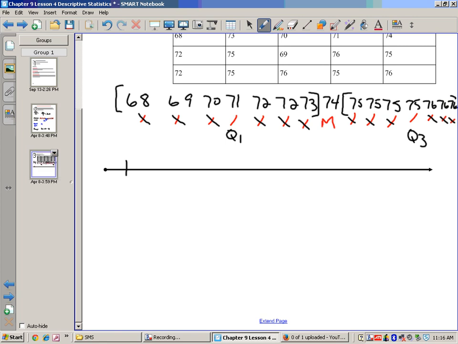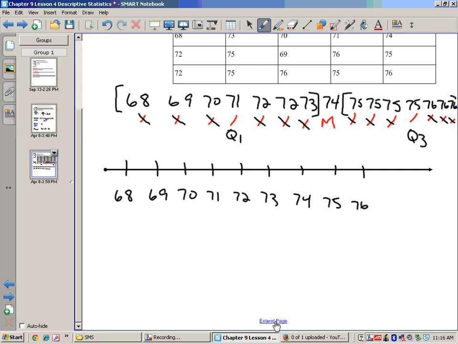Let's start off with 68, 69, 70, 71, 72, 73, 74, 75, 76. Okay, there is our number line. Okay, so now for the box and whiskers. We have our median, we have our first quartile, we have our third quartile, but then also we have to mark down our minimum and maximum values.